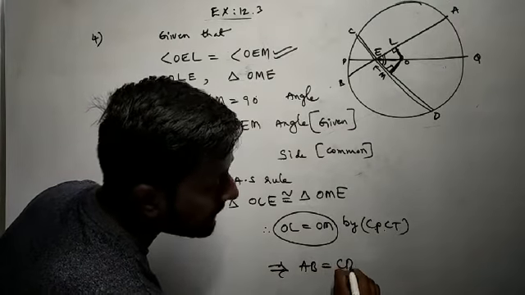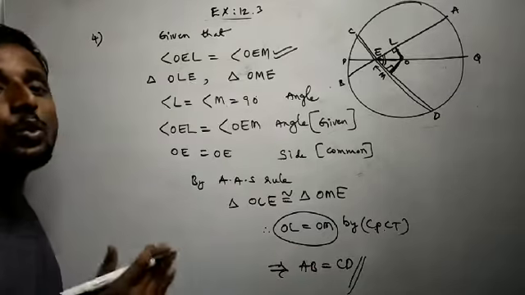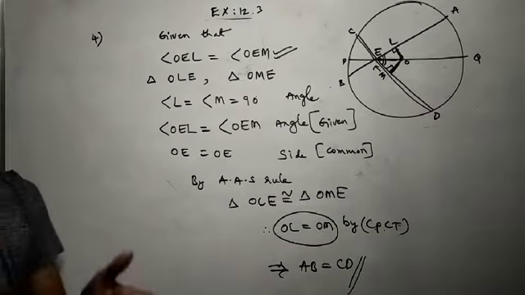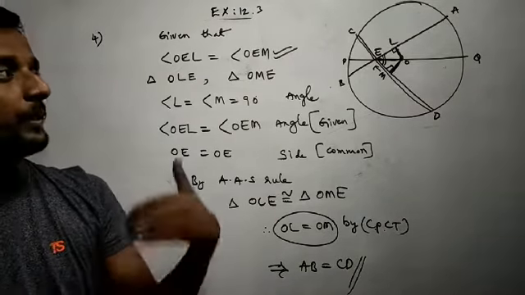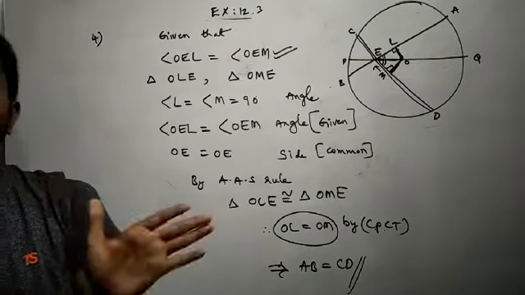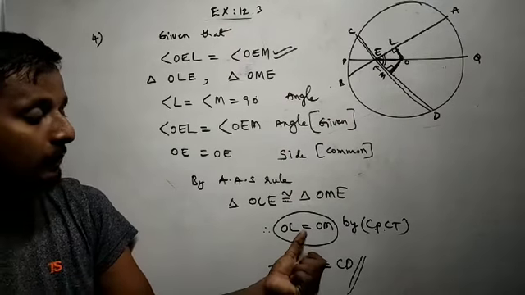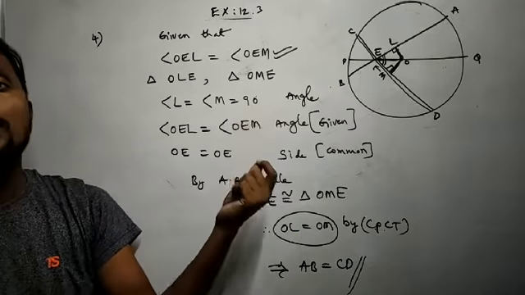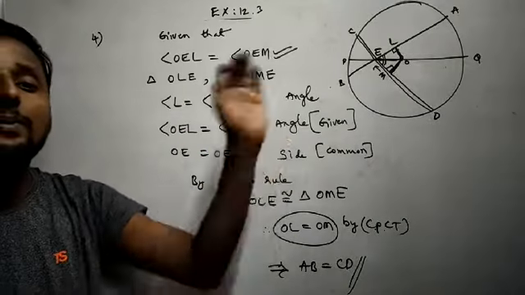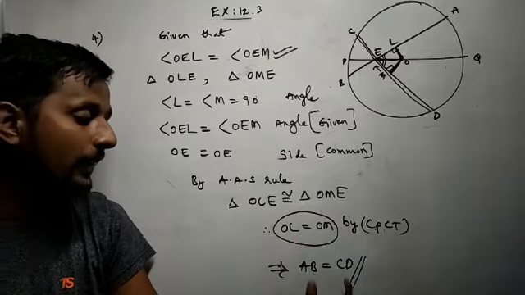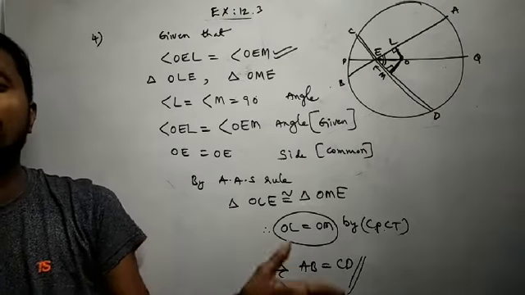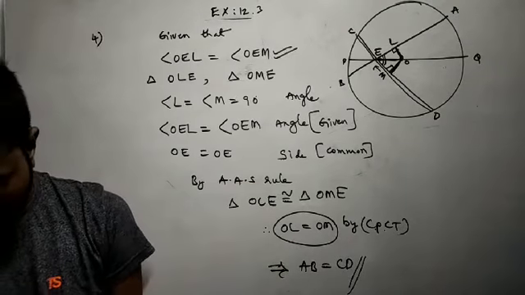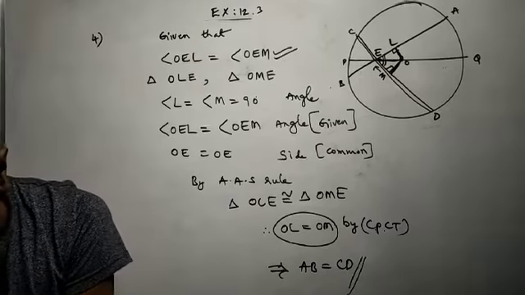So I told you in the starting already, if two chords are placed at an equal distance from the center, then the two chords are equal in length. So here I have shown that the distances of the chords from the center are equal. Directly we can say that the lengths of the chords are equal. That's it. Okay. The fifth problem.